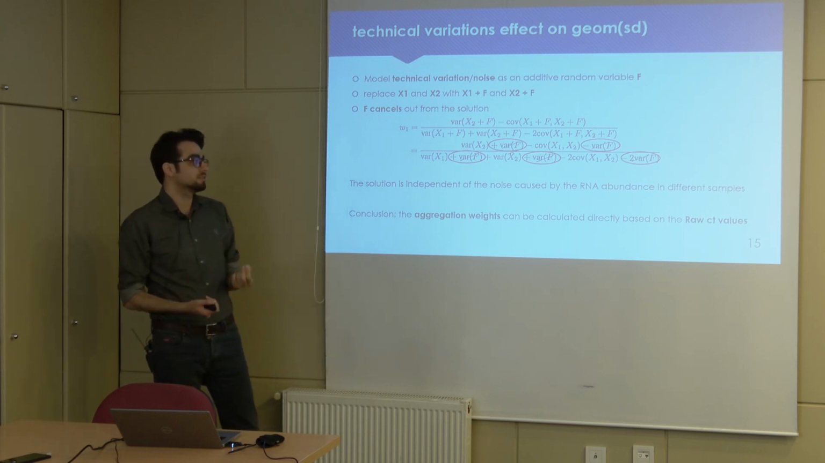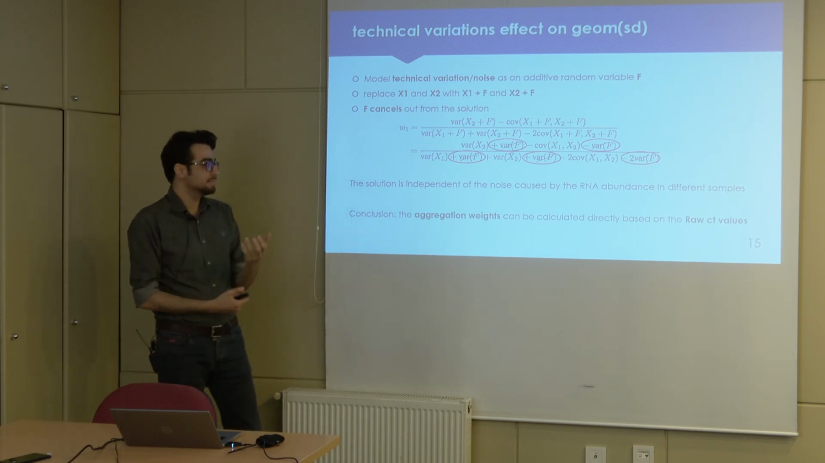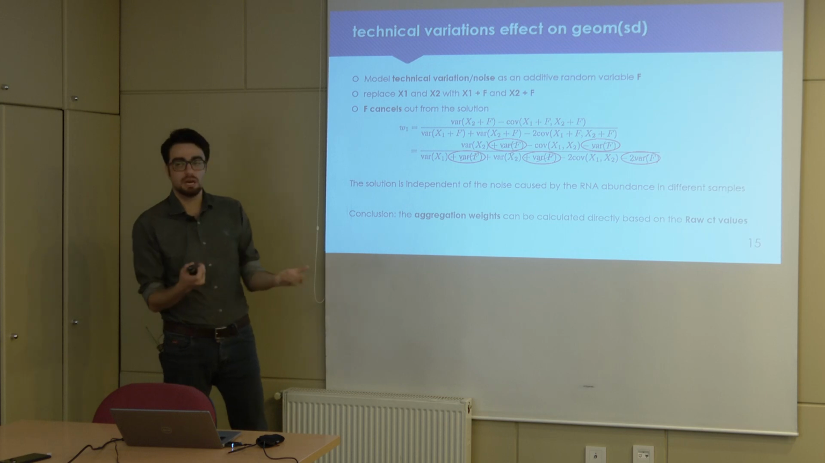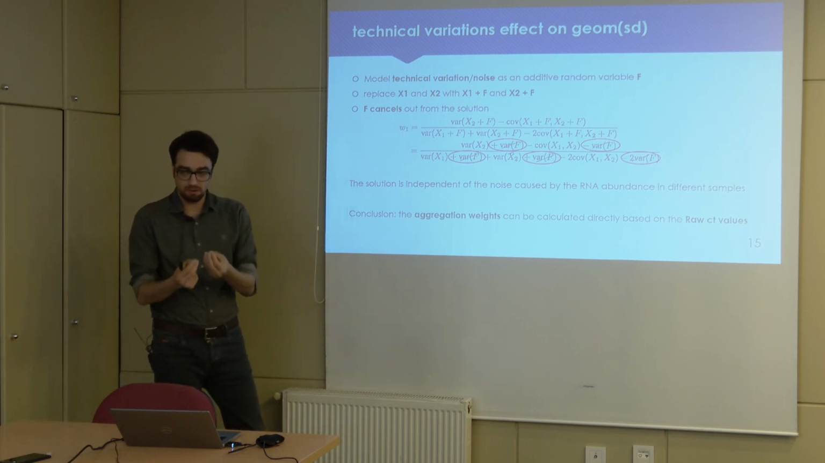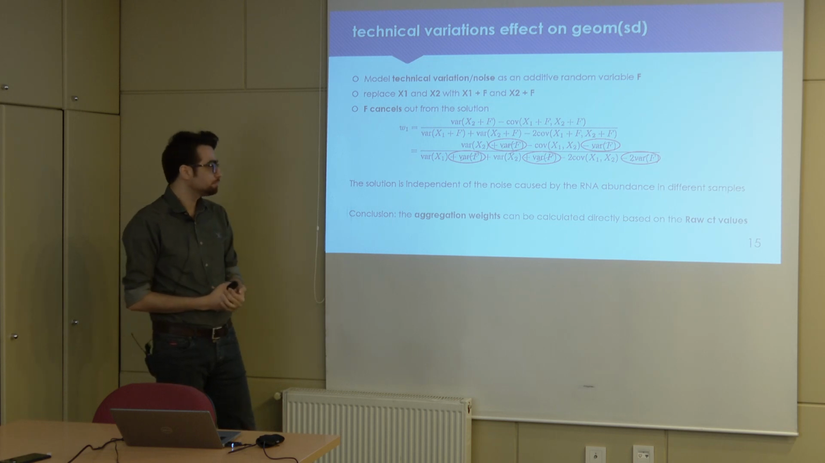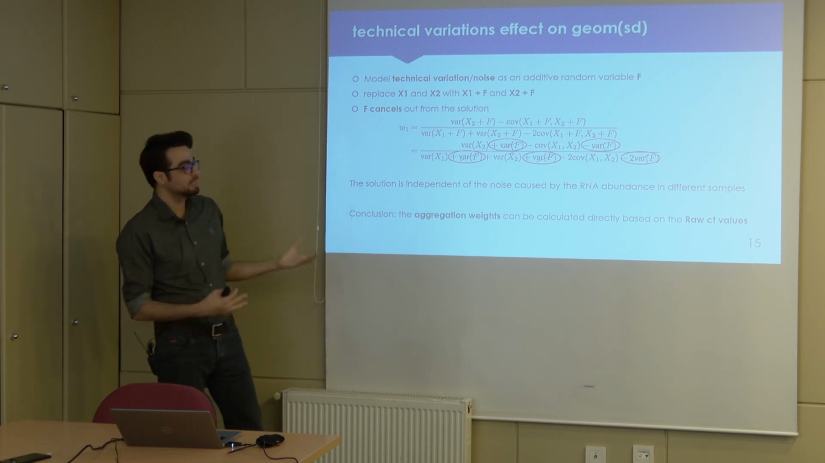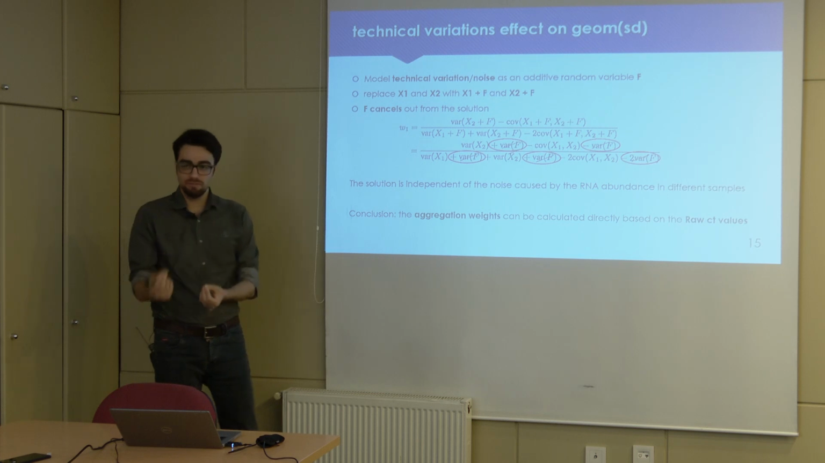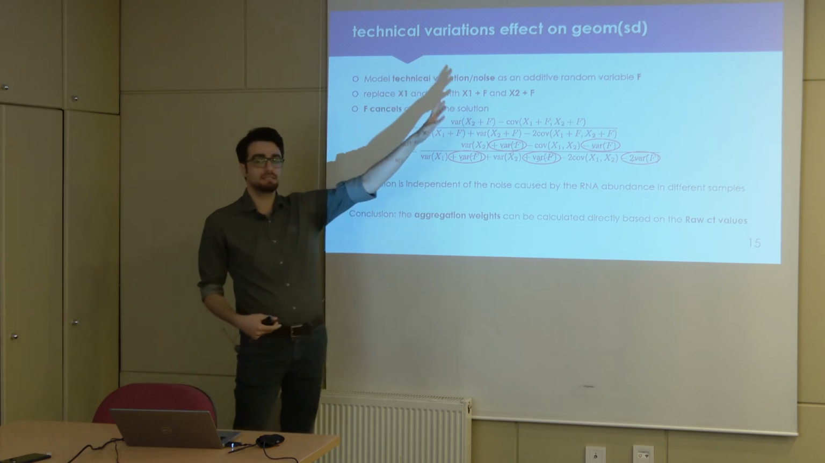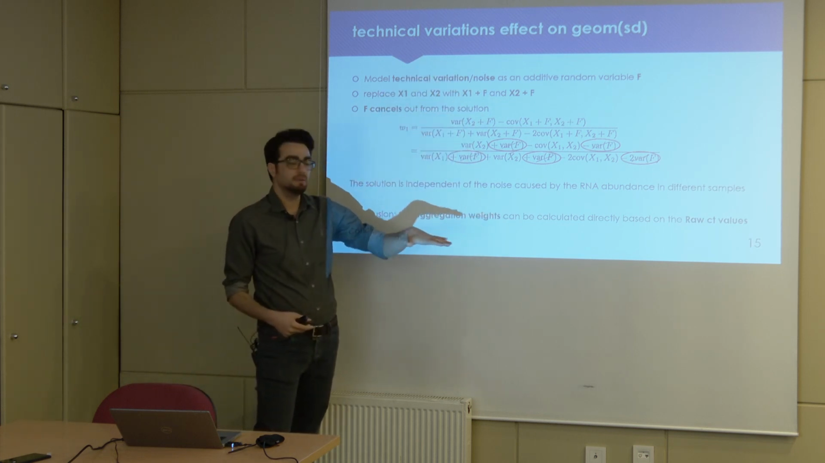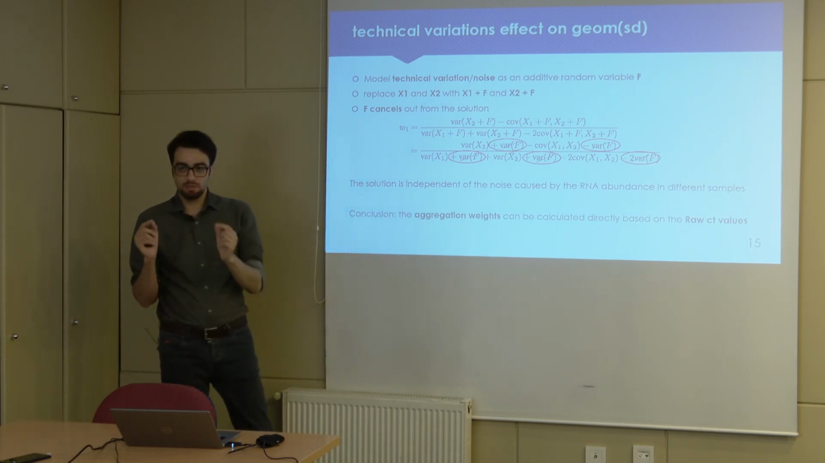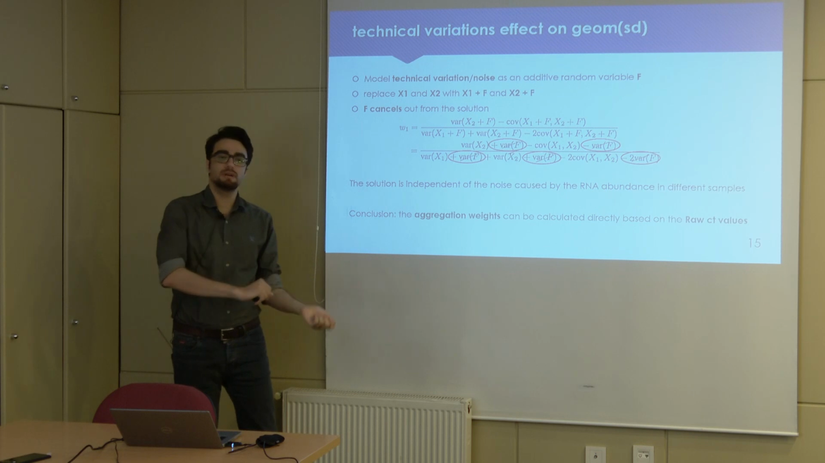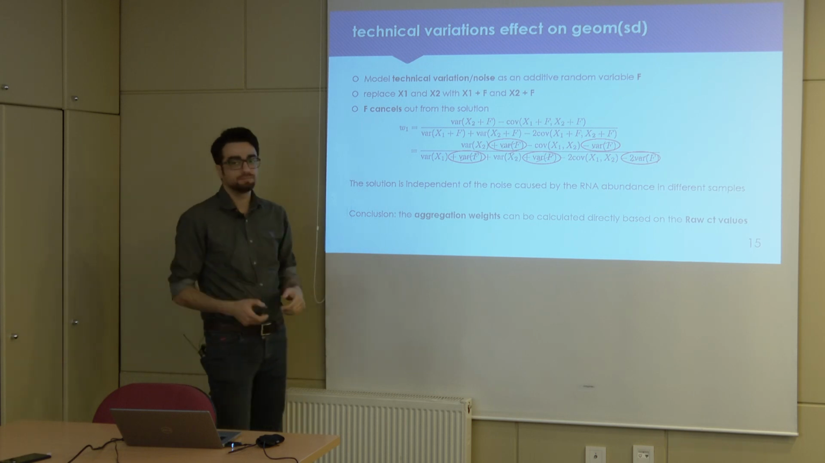This shows that the solution is independent of the noise caused by the RNA abundance in different samples, which is our technical variation. And in conclusion, we can say that the aggregation weights that are calculated in the GeoMSD method can be directly calculated based on the raw CT value, which includes both the biological variation and the technical variation.